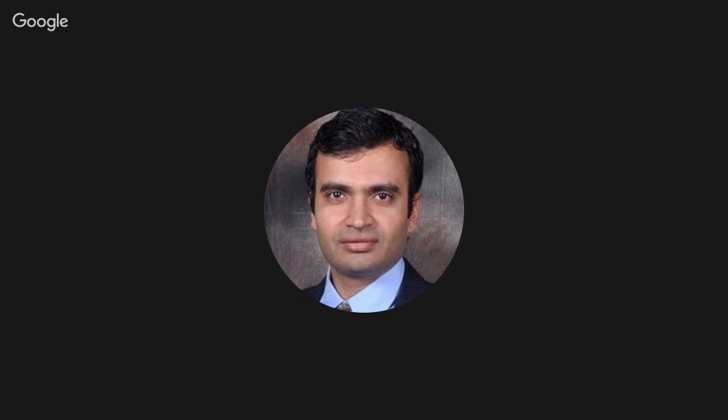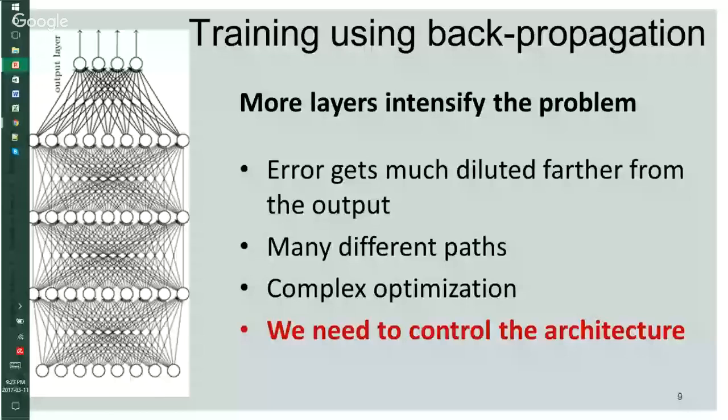So we need to control this architecture. If you look at any two pairs of layers, say there are n neurons in each layer, then there are n squared connections between any two consecutive layers, times the number of layers. That's a lot of connections. So how do we control this architecture so that you can have a lot of layers and you don't have this n squared times number of layers explosion in the number of weights that you need to tune?